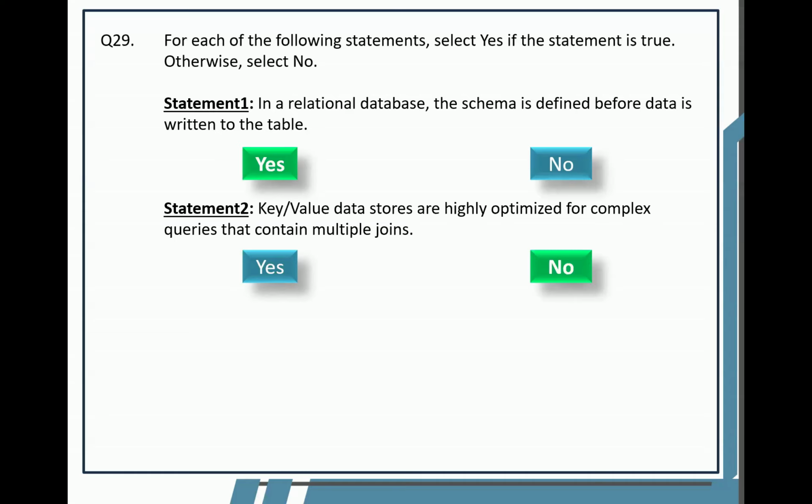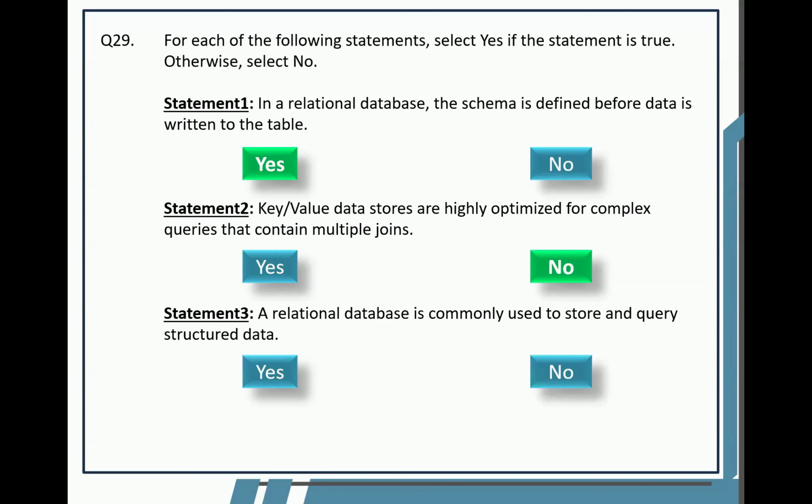Now, folks, the third statement is a relational database is commonly used to store and query structured data. A relational database organizes data into tables with rows and columns, which is structured data. It enforces a schema, supports SQL queries, and is ideal for scenarios where data has a clear structure and relationships.